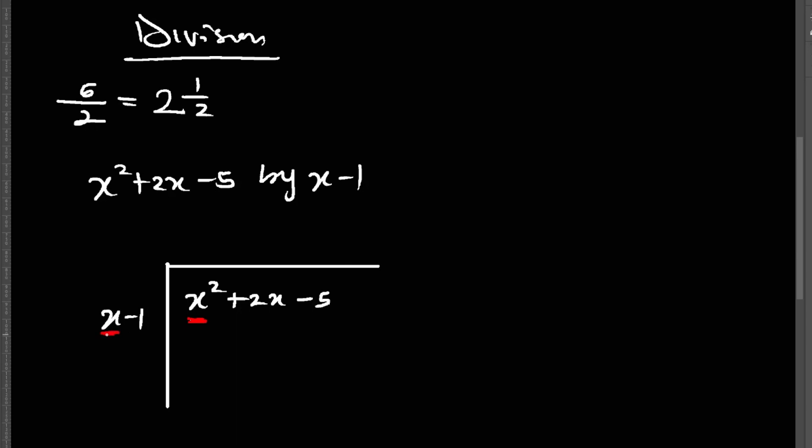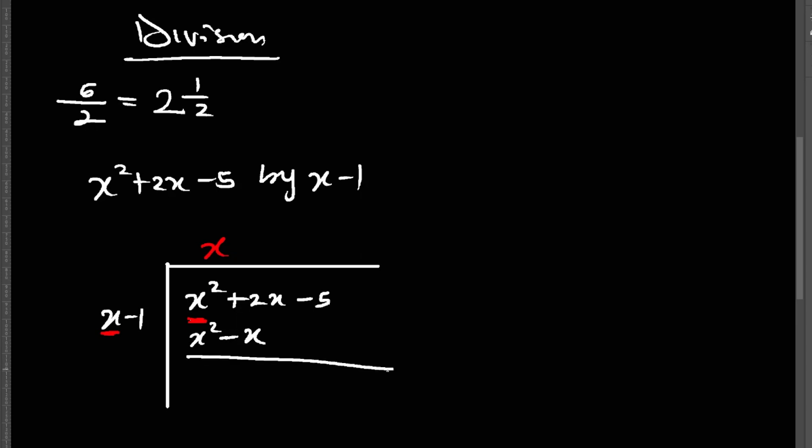Now, look at the very first term of the divisor, which is x. You have to think of a number or variable that when you multiply it by this x, it's going to give you x squared. That means x, because x multiplied by x gives us x squared. The next thing to do is to use this x to multiply all the terms of the divisor. So x times x is x squared, and x times minus 1 is minus x.